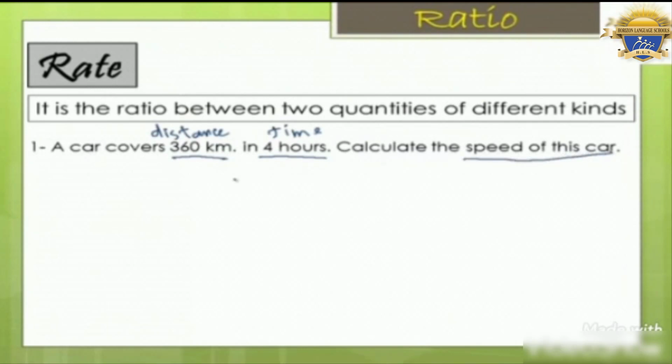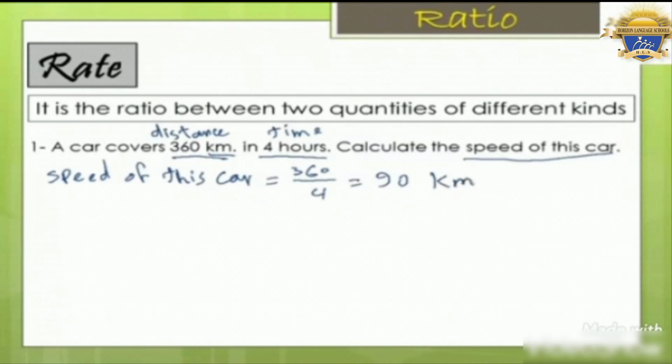So here we will write the speed of this car equals the first quantity, which is kilometers, 360. So we write 360 over the second quantity, which is 4, equals 90 kilometers per hour. Again, 90 kilometers per hour.